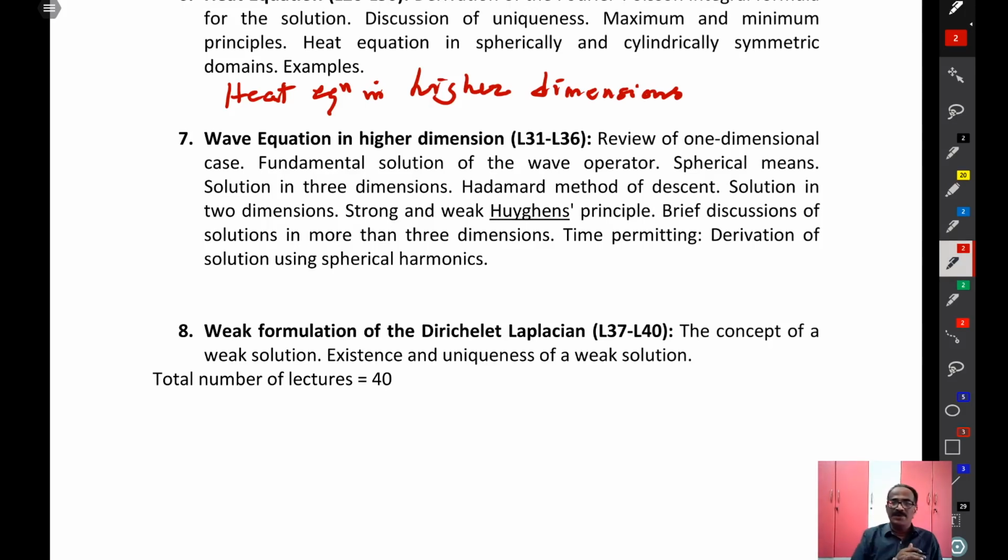And as I said, if you have enough time, you will also see the derivation of the solution in spherical means. So it's typically studying the wave equation in higher dimensions. Okay, and you will do all that.